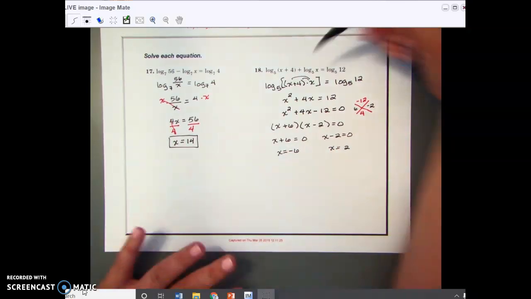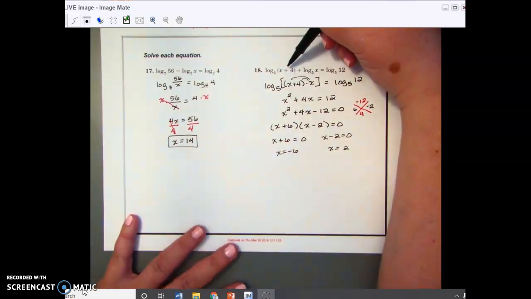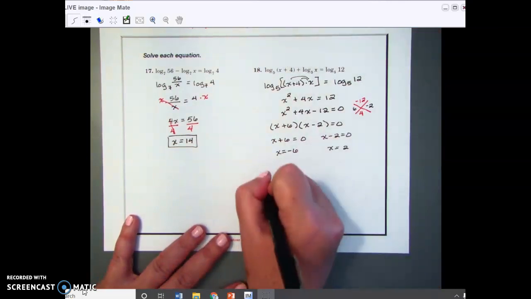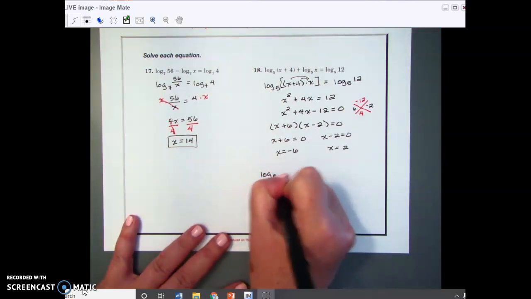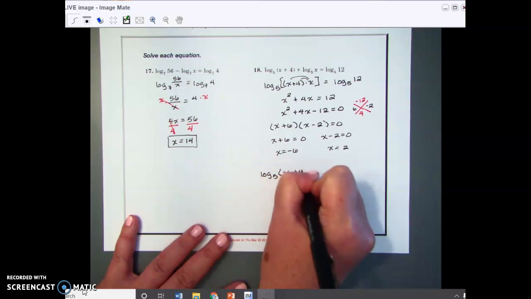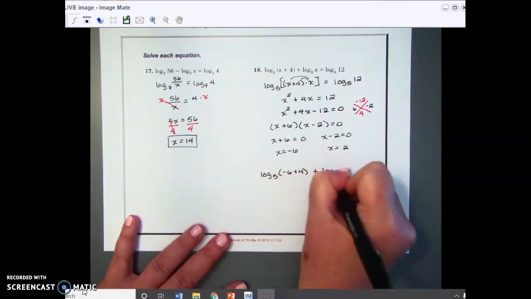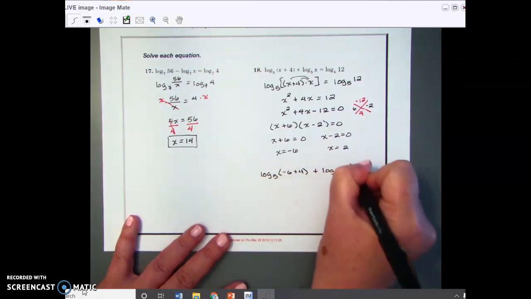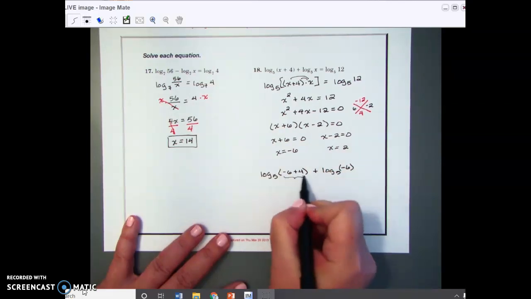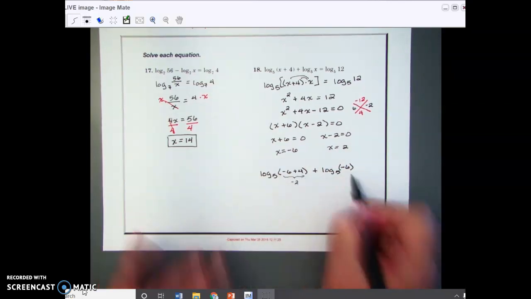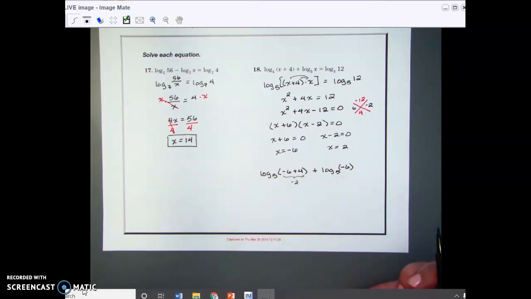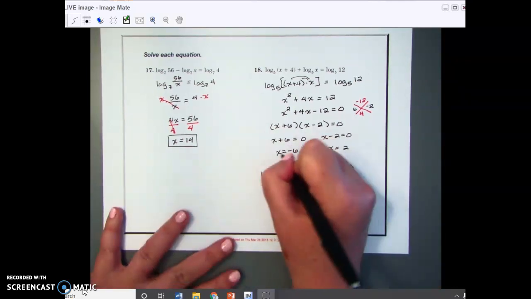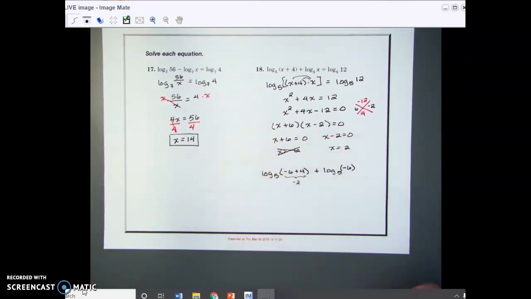So now let's come up here. Do you see that if I substitute negative 6 into this problem, I'm saying the log base 5 of negative 6 plus 4 plus the log base 5 of negative 6. In either case, this is negative 2 and this is negative 6. I can't take the log of a negative number. I can only take the log of a positive number. So this answer is not possible.